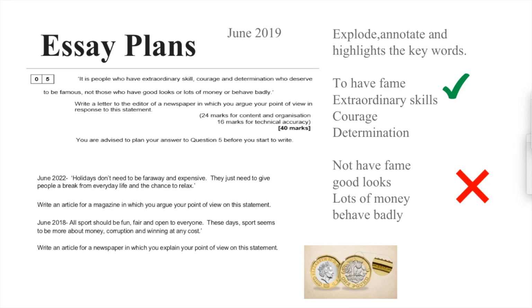If we look at this question, it's normally these types of questions that have two sides of a coin. If you look at June 2022 and June 2018, you can see both flips of the coin. It says that people that should have fame should have extraordinary skills, courage, and determination. People that shouldn't have fame are the people that just have good looks, just have lots of money, and behave badly. So we organise the characteristics so we know who these people are and what their point of view is. Do we agree? Do we disagree?